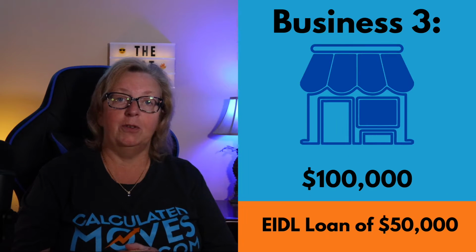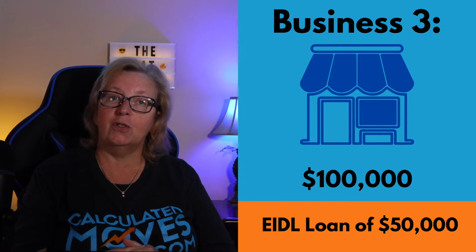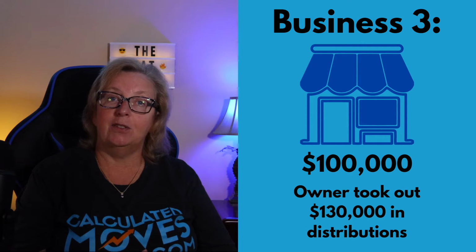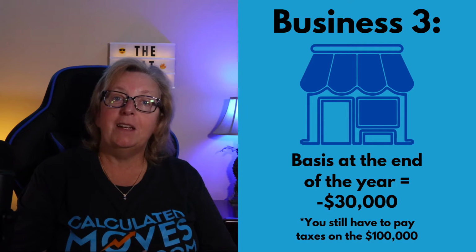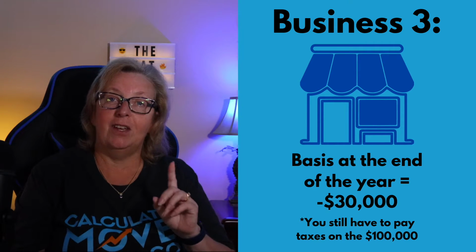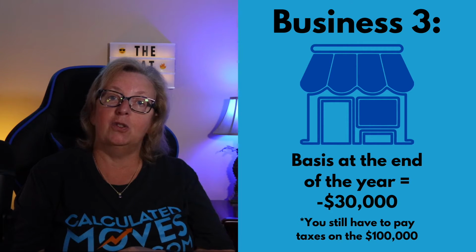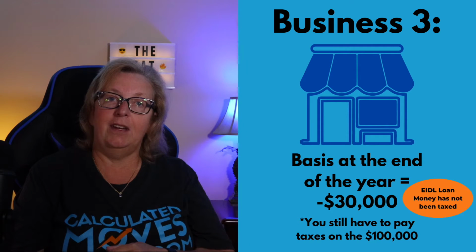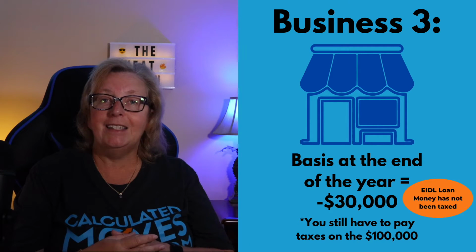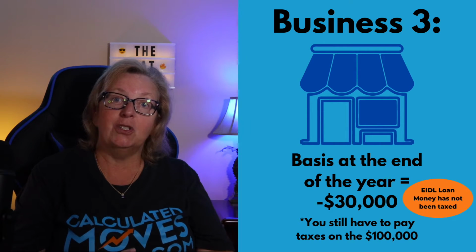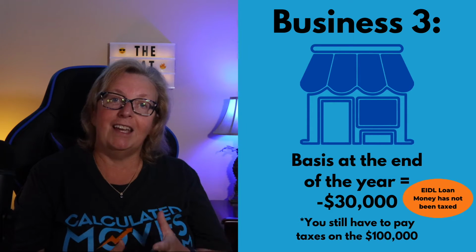A third business owner earned $100,000 in its first year and took out an EIDL loan of $50,000. Let's say the owner took out $130,000 in distributions. She pays taxes on $100,000 in profit as the others did, and her basis was completely wiped out by the $100,000 in distributions. The remaining $30,000 in distributions came from the EIDL loan money, which has never been taxed. Her basis would be $30,000 negative. This causes a gain in excess of basis of $30,000.